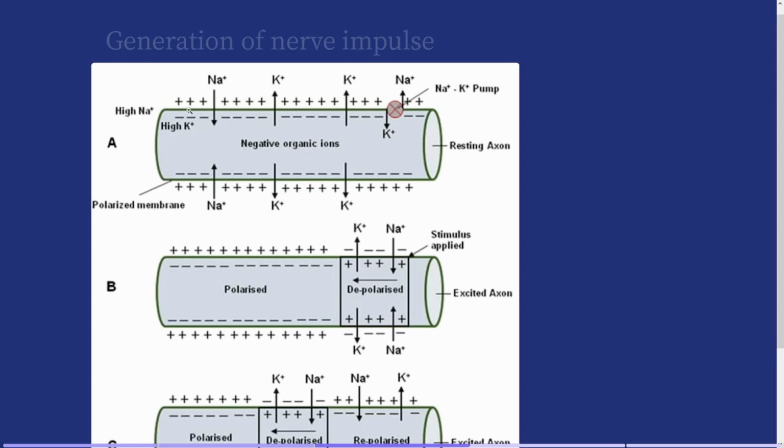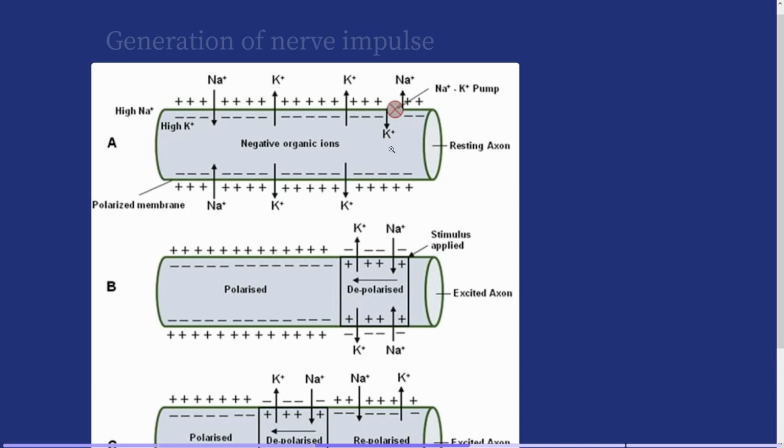Next, you have to remember that the axonal membrane is permeable to certain ions but impermeable to certain other ions. For example, the axonal membrane is permeable to K+ ions but highly impermeable to Na+ ions and negatively charged ions. So since it is permeable to K+ ions, the K+ ions will get in, and since it is impermeable to Na+ ions, the Na+ ions will stay out.